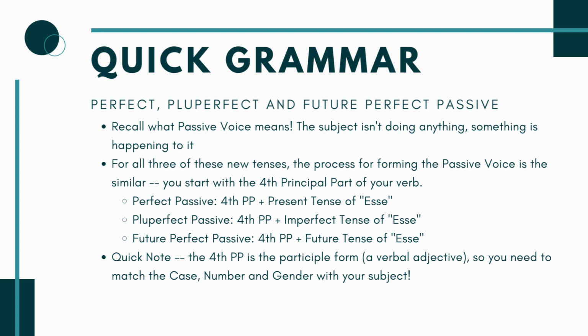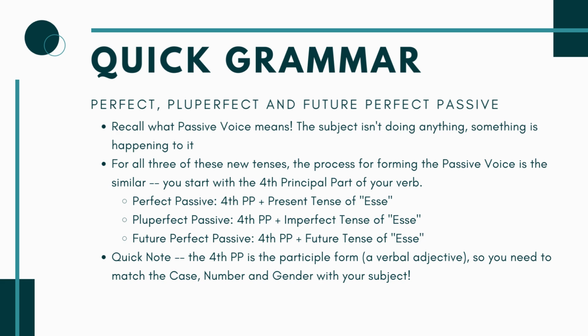Now, for all three of these tenses, the reason we group them together is because they share similar features. The passive voice is one of those similarities. For all three of them, you start with the fourth principal part of your verb. Now, this is a part we haven't really used yet. It's really the participial form. More often than not, it's what we call a perfect passive participle. Don't get too hung up on that.